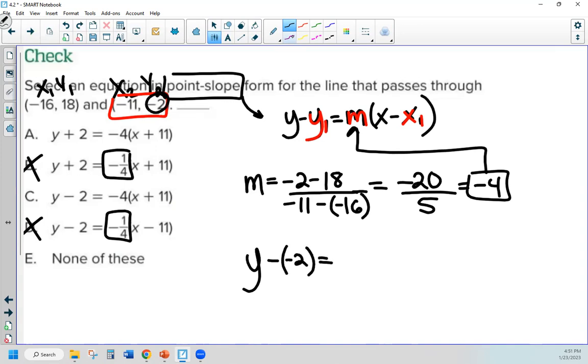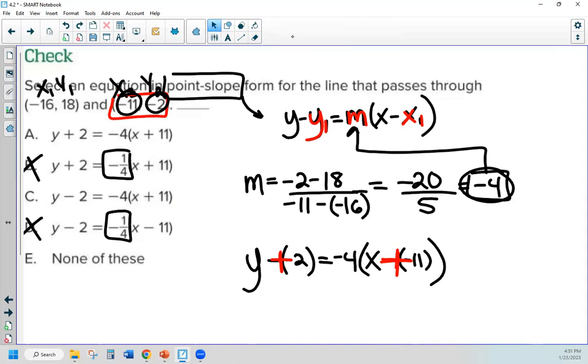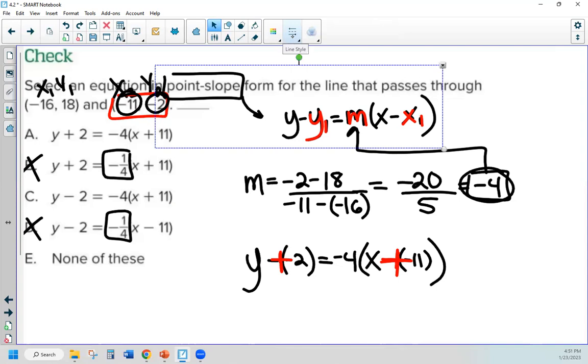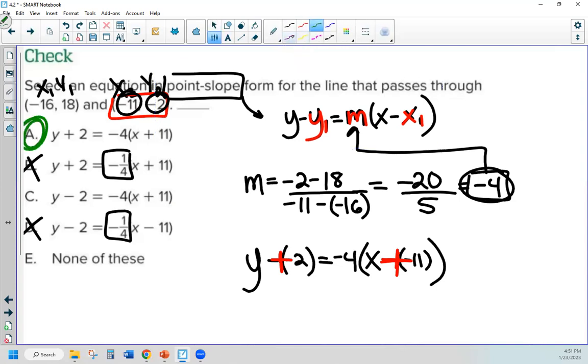So let's go ahead and do it. I'm going to go ahead and input the slope of negative 4 times x minus, what's the x value? 11. All right, so what happens here? Minus negative is the addition, minus negative is addition. I wanted to say y plus 2 and x plus 11. What is the correct answer here? The correct answer is A. All right, this is the only one that has all that correct information.